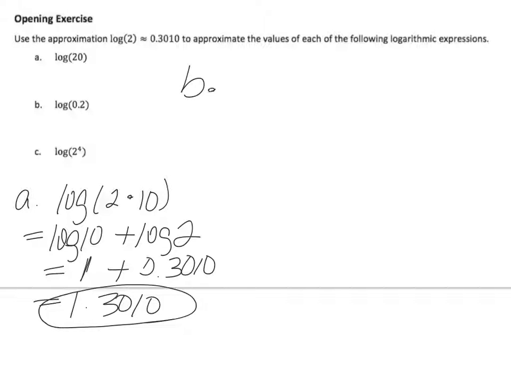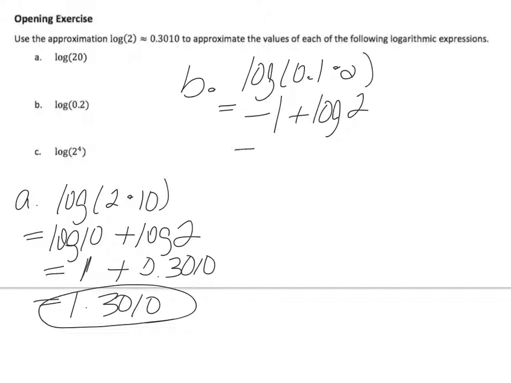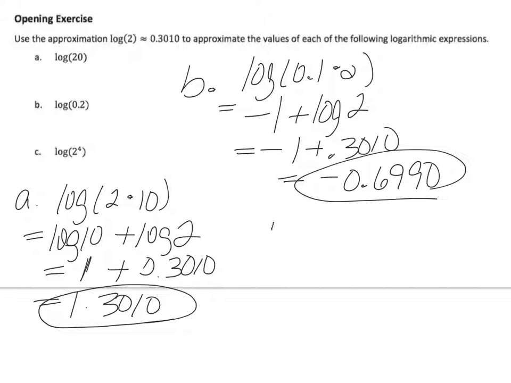If we get to B, I can say log of 0.2 is the same as log of 0.1 times 2, and log of 0.1 is negative 1. So we get negative 1 plus 0.3010, which gives us negative 0.6990.